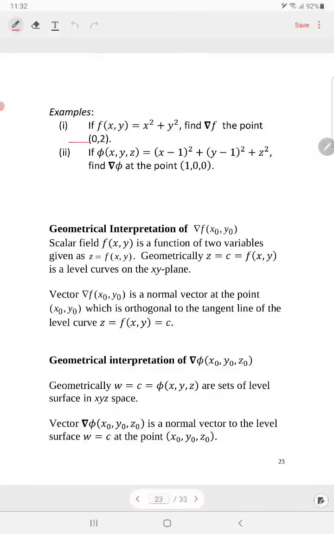Okay, now let's look at an example. So here in item 1, we're given f. As you can see, f is a scalar. It's equal to x squared plus y squared. Find the gradient of phi or del phi at point (0, 2). And the second item is you're given a scalar function in terms of x, y, and z. Similarly, we are asked to find the gradient of phi or del phi at point (1, 0, 0). Okay, let's solve item 1.